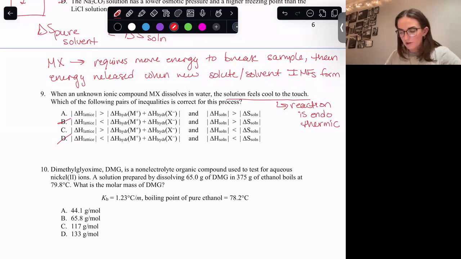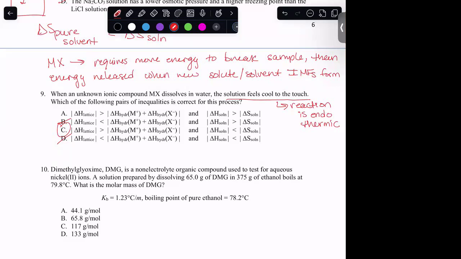For the difference between delta H and delta S, in an exothermic reaction, delta S will always be bigger than delta H. Did I say that correctly? I think so. And then for an endothermic reaction, in order for the solution to form, your delta S has to be bigger than your delta H. So it has to be C for this one because we need to have more entropy to overcome that endothermic reaction that's happening.